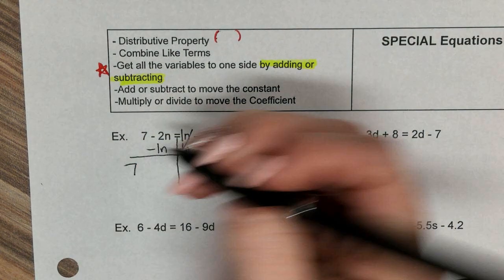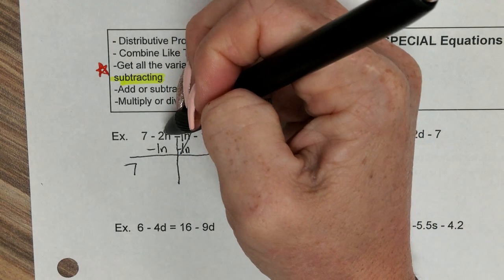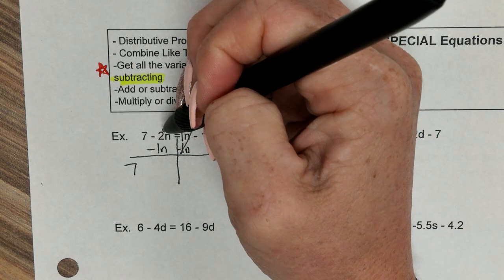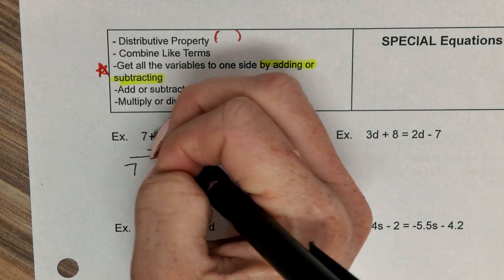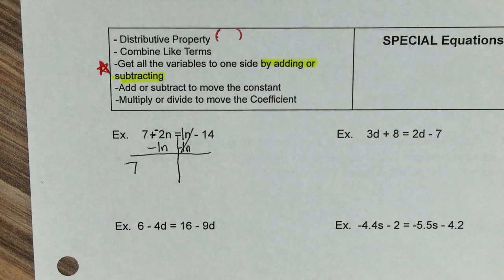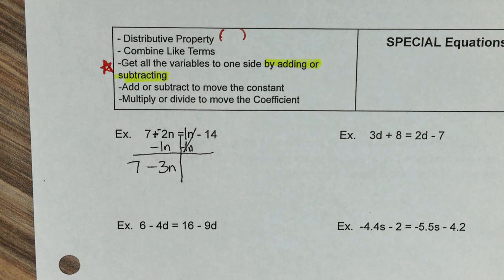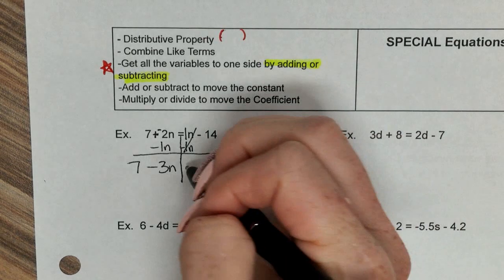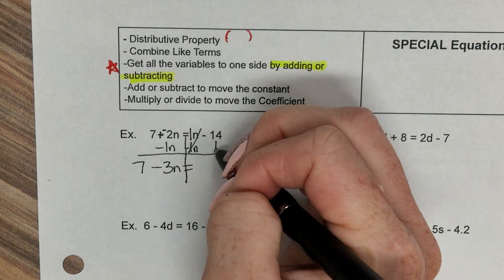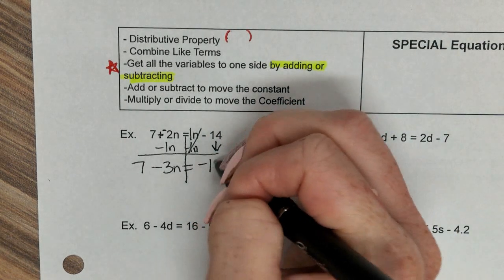So I have 7. What kind of value does this 2 have? If you don't understand that, what can I do? Change. I have -2 minus 1, which is what? -3n. So minus 3n or plus -3n, whichever way you want to write it, equals. What kind of value does this 14 have? -14.